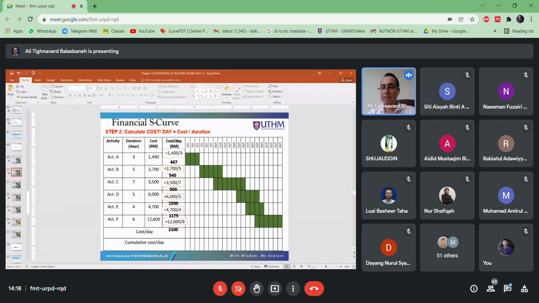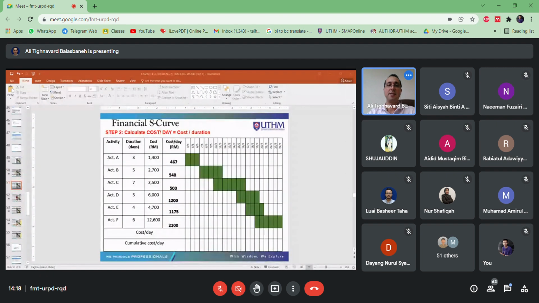So now let's see what is in the next stage. Step 2, calculate the daily cost. You have it here. The first one, you already divided 1,400 by 3. You got 467.